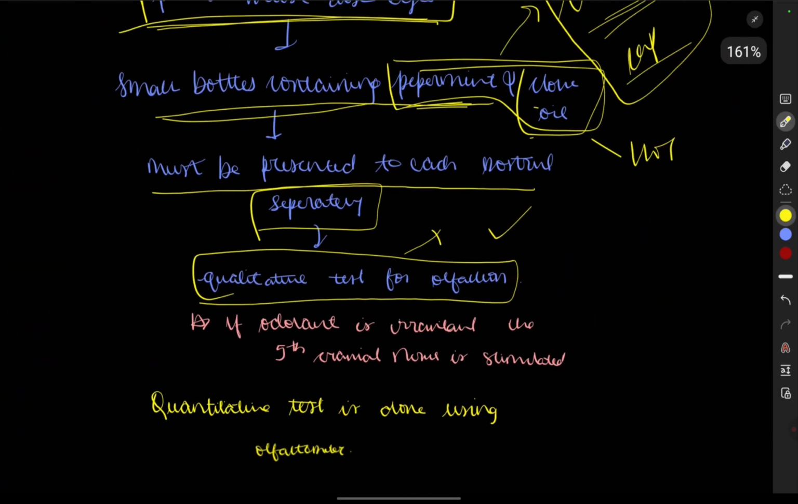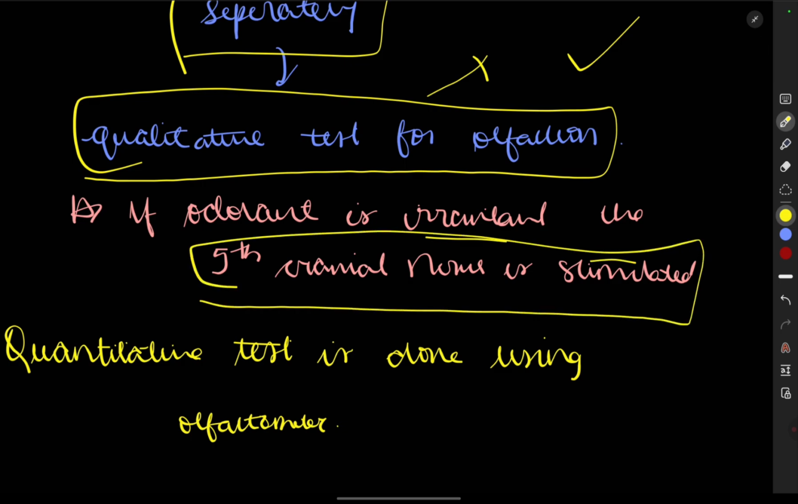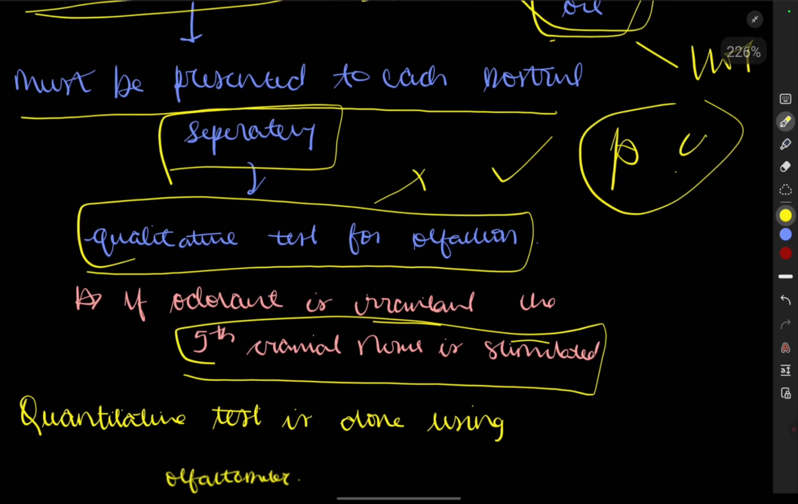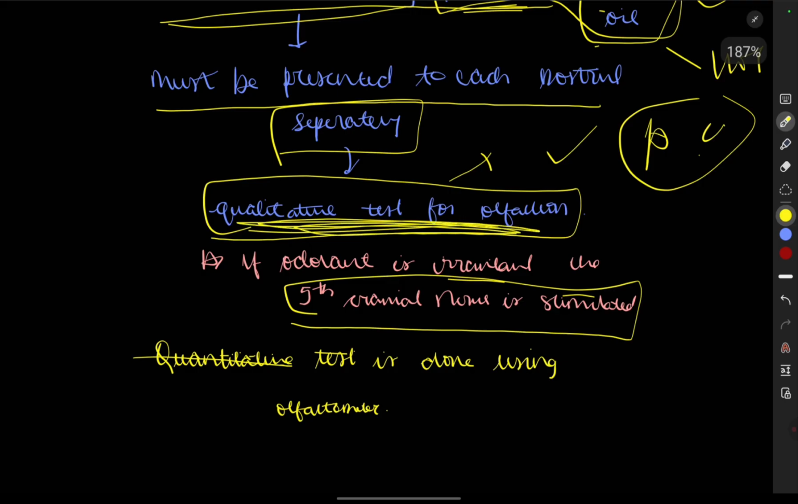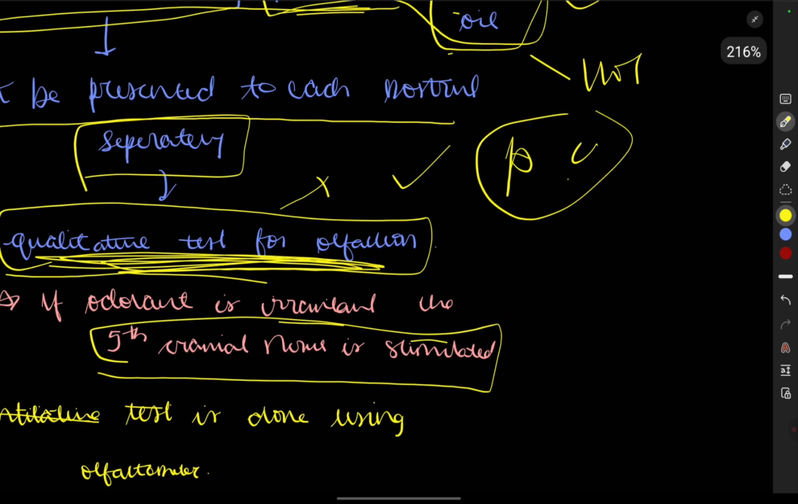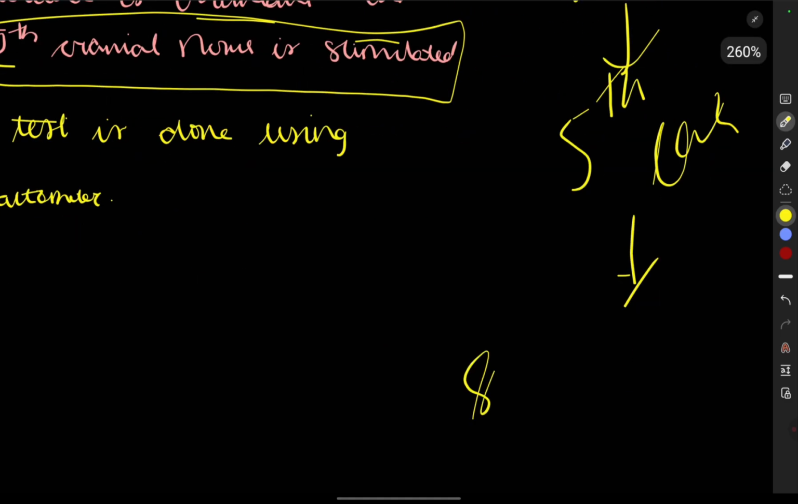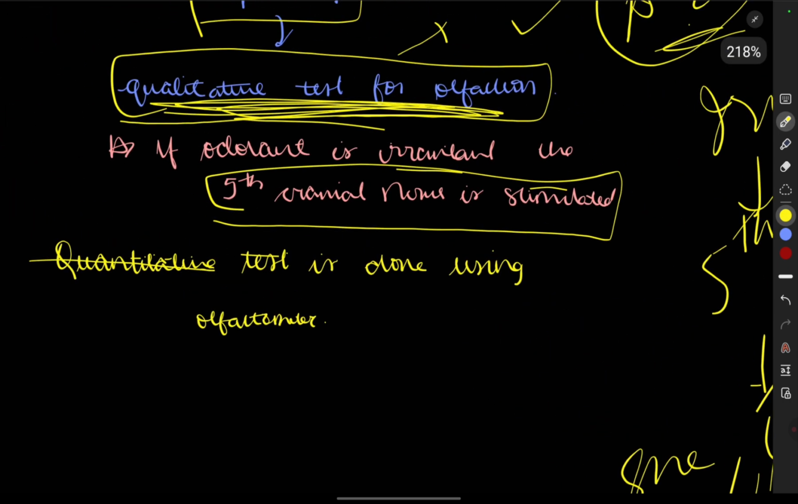Now, if the odorant is an irritant, the fifth cranial nerve is stimulated, as I already told. So peppermint and clove oil are non-irritating as such when dissolved. That is the qualitative test for olfaction. If the odorants are irritant, they lead to stimulation of the fifth cranial nerve. When the fifth cranial nerve gets stimulated, it leads to sneezing, lacrimation, tears falling off. It can also lead to vomiting and burning sensations as well.